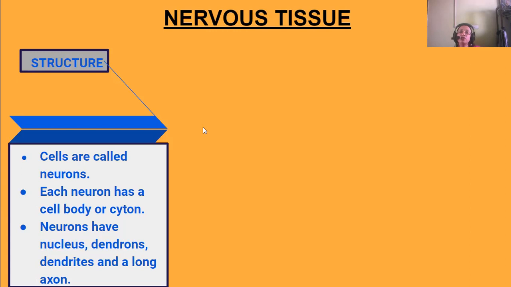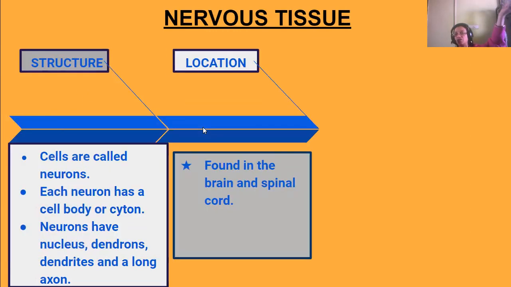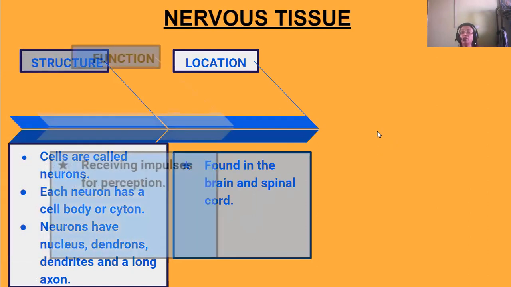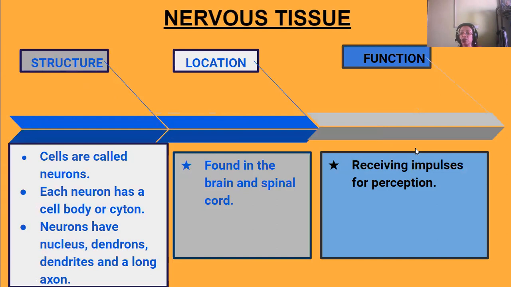First we need to represent the structure, and then we come to the location. Where are they found? They are found in the brain and spinal cord. Nervous tissues are found in the brain and the spinal cord. Mainly the cyton is present there, and I'll tell you where the axon, dendrons, and so on are found. Then we come to the function of the nervous tissue.